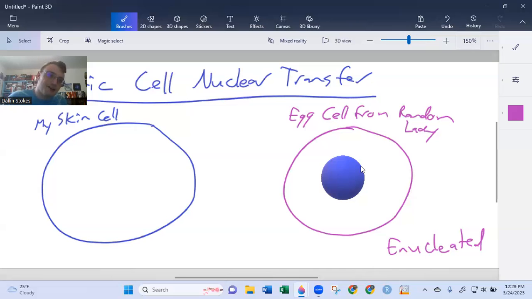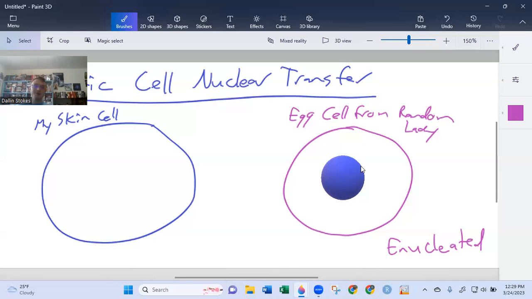This is the technique that they did on Dolly the sheep. Now, Dolly the sheep was such a big deal because she was the first mammal, not the first animal, the first mammal that they cloned using somatic cell nuclear transfer. So they took a skin cell from an adult sheep and took out the nucleus and put it into an egg cell from a different sheep and implanted it into a surrogate mother, and Dolly the sheep was born. Now, the downside to this somatic cell nuclear transfer technique is it's very inefficient.